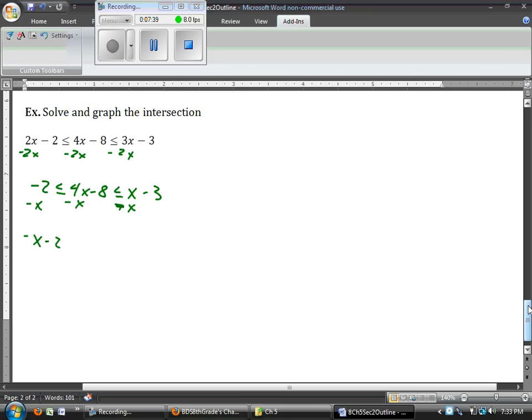That gives me negative 2 is less than or equal to 4x minus 8 is less than or equal to x minus 3. Okay, now I'll subtract x because I want to get rid of that. So I have to do it to all three parts. Negative x minus 2 is less than or equal to 4x minus 8 is less than or equal to negative 3. What are you seeing is happening? My x just disappeared here. Then when I got rid of that one, it showed back up.